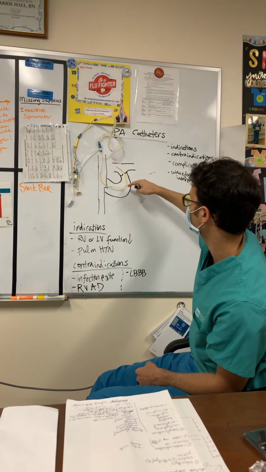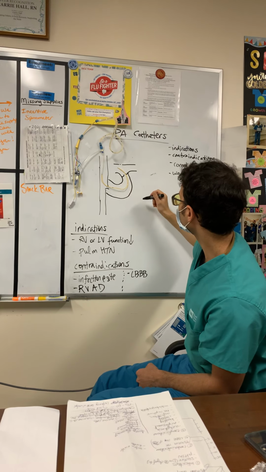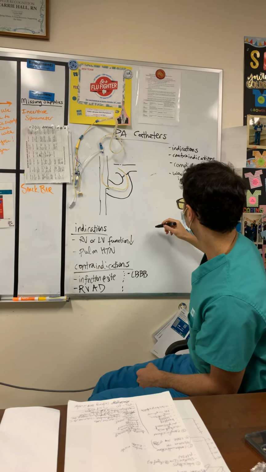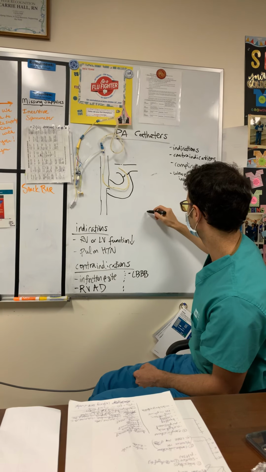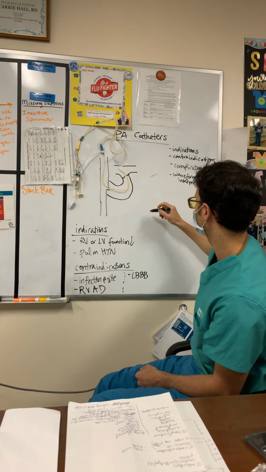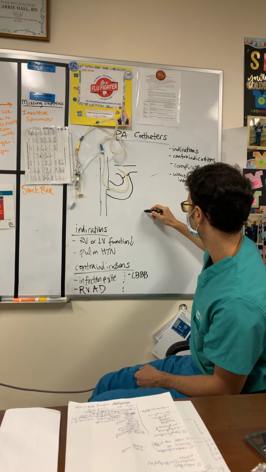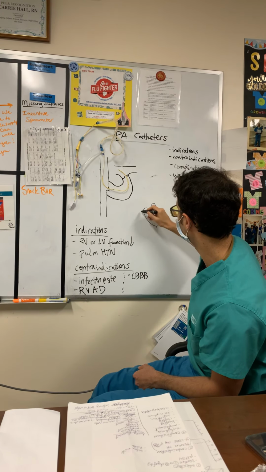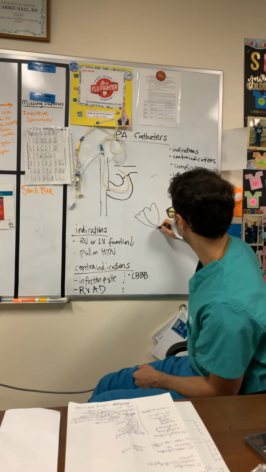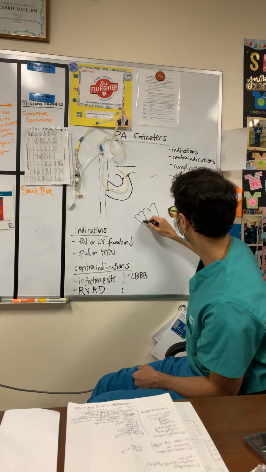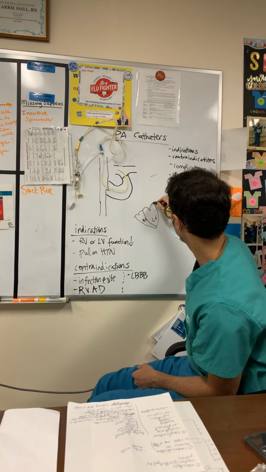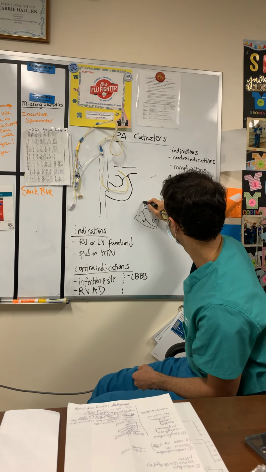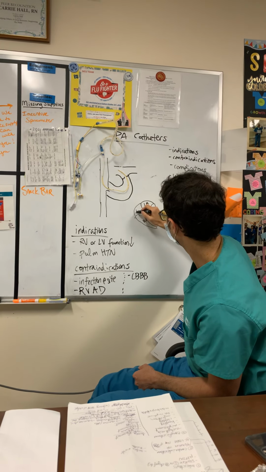So if this is where your PA catheter is sitting, I'm going to draw a slightly different picture actually. This is kind of one two-dimensional view. A better two-dimensional view that will make this make more sense would be what are called the 4-chamber views of the heart, where you see left ventricle, right ventricle, and here you have left atrium and right atrium.